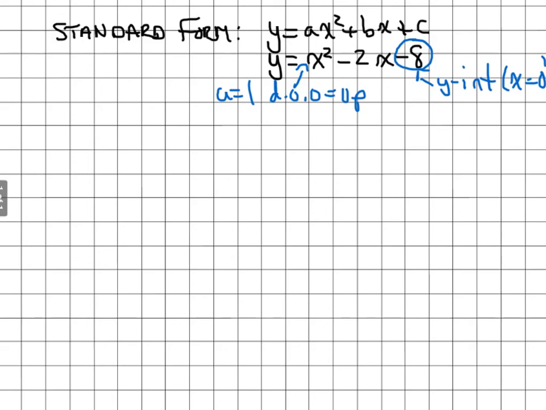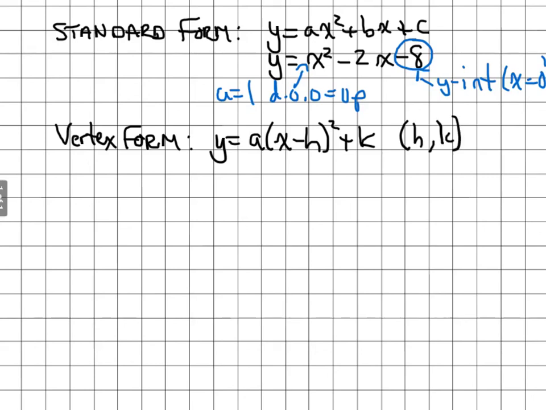When we look at vertex form, we actually found we could find all of the properties. So that was y equals a(x minus h) all squared plus k, where h and k is the vertex. So in our case, we have (x minus 1) all squared minus 9. So my vertex is (1, -9).